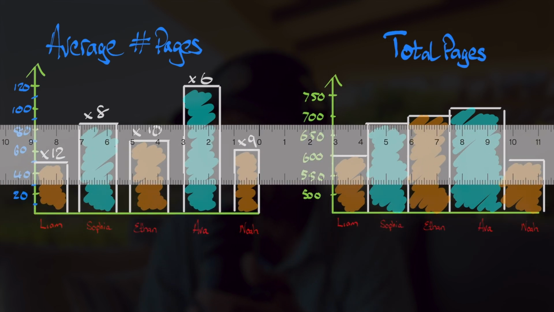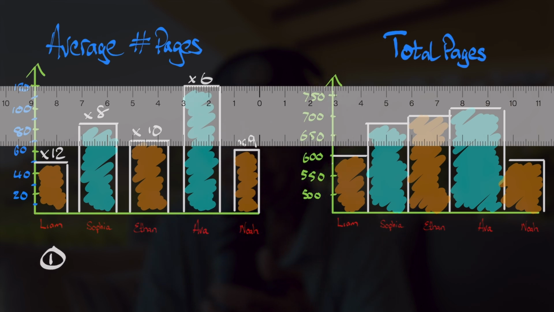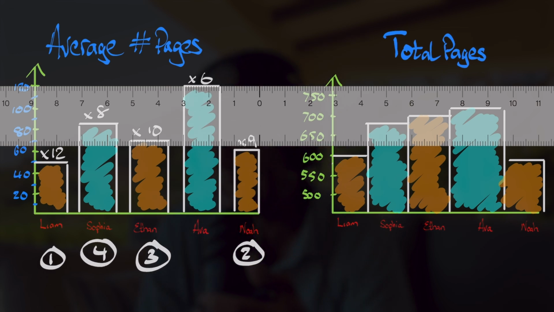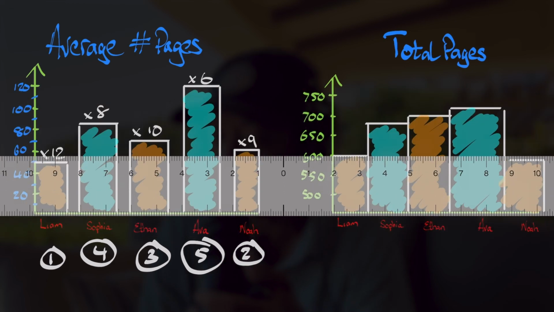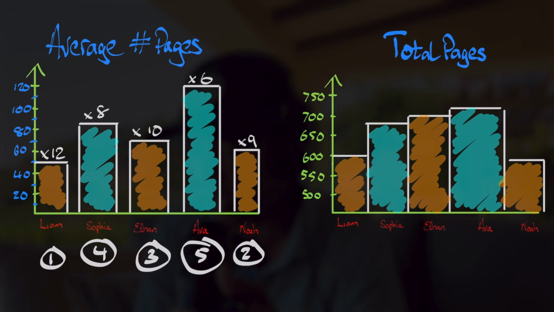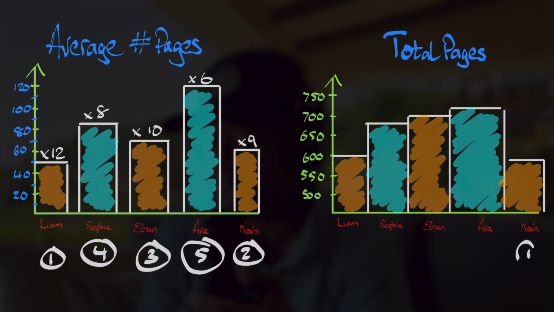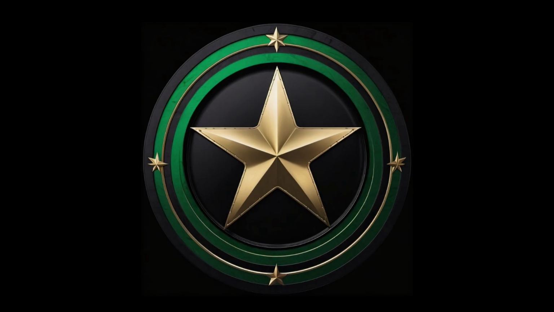In the first one, for average number of pages, the shortest bar graph means the shortest books overall. Liam wins for shortest books. And then finally, Ava wins for the longest books. When we look at the total pages ranking, we have to multiply the number of books by the averages. And in this case, by just looking at it, you can see that Noah has the fewest pages, and then Ava has the highest bar, showing the most pages.